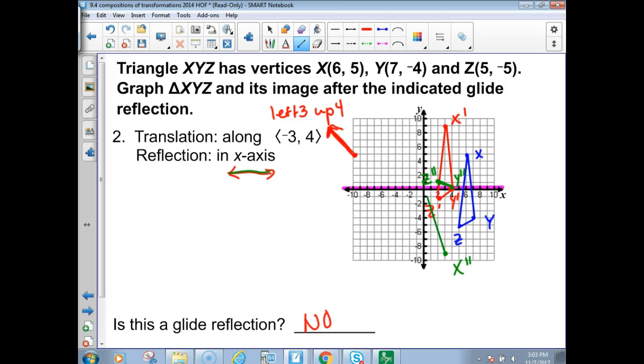Get a dark green here. This is what it looks like. All right. The translation vector and the reflection line were not parallel to one another.